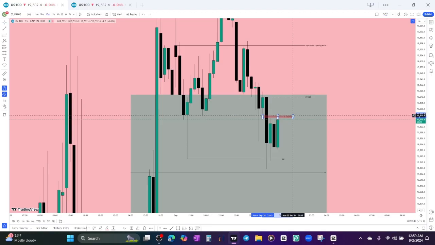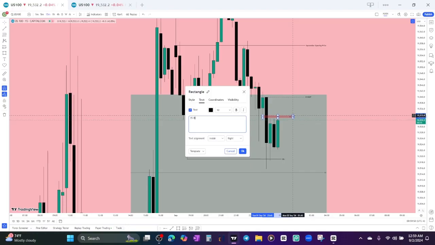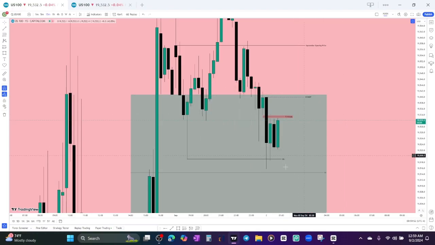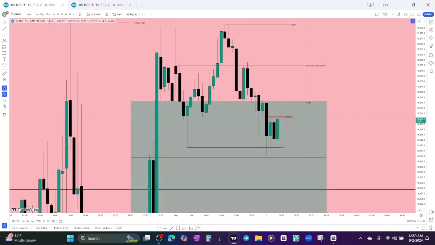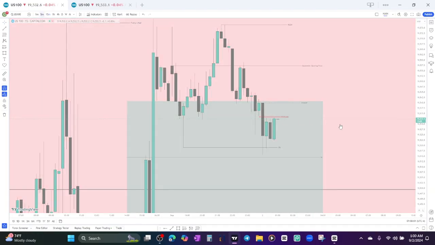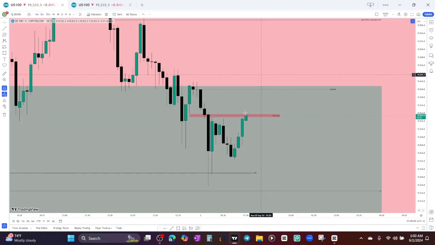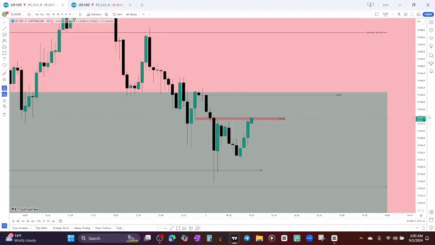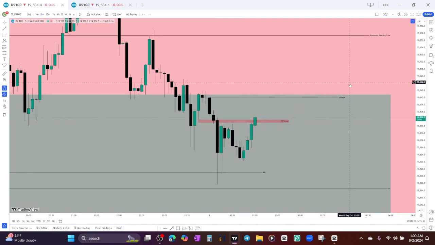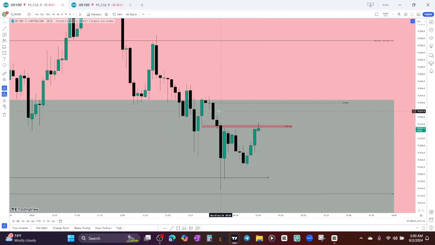So we just took sell side liquidity. We want to see this 15-minute fair value gap disrespected, along with a market structure shift to the upside in order for us to go ahead and start looking for an entry. So we're just currently ripping through this. Have to wait for a close, of course. The wicks do the damage and the bodies tell the story.